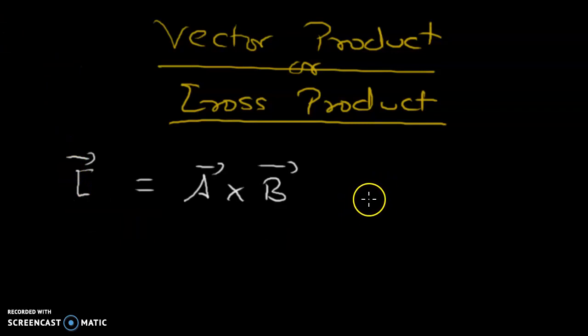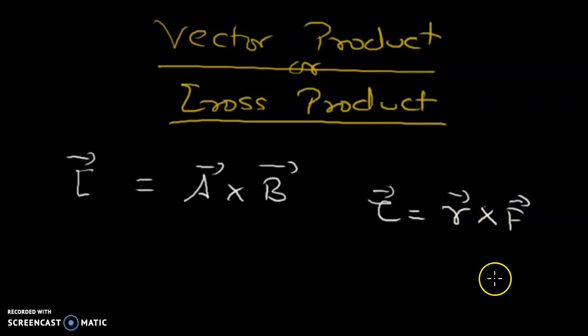Like in the case of torque, it is the cross product of the position vector and force. For that matter, just take it as displacement and force. I'll tell you how the displacement is the position vector and the force is where the force is applied. So torque is a vector and is a cross product of two vectors.